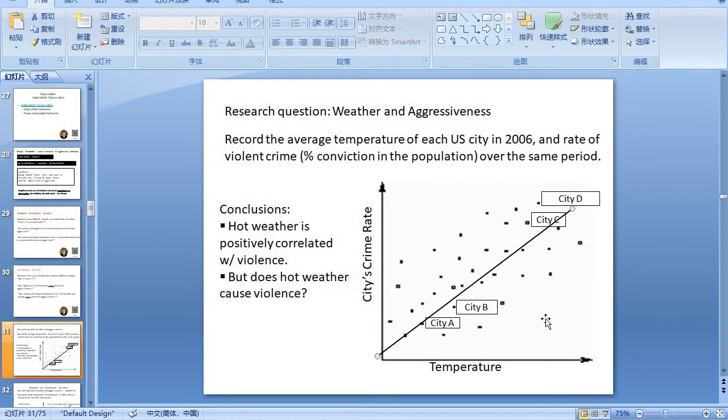This is an example of a positive correlation, and we can use a scatter plot to represent a positive correlation. What kind of conclusion can we draw based on this data? Based on this result of data analysis, what conclusion can we draw? Can we draw the conclusion that hot weather causes crimes to increase? Can we draw the conclusion that there's a causal relation between the two variables, temperature and crime rate?